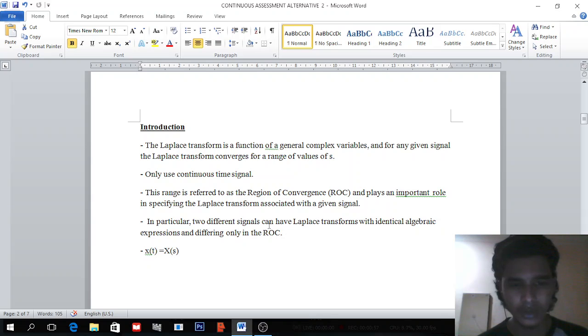In particular, two different signals can have Laplace transforms with identical algebraic expressions and differing only in the ROC. This is one of the formulas, x(t) is equal to X(s).